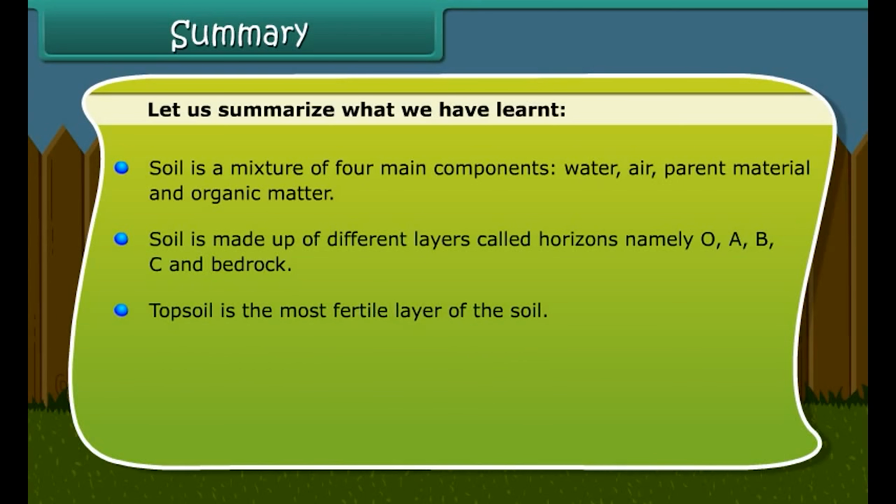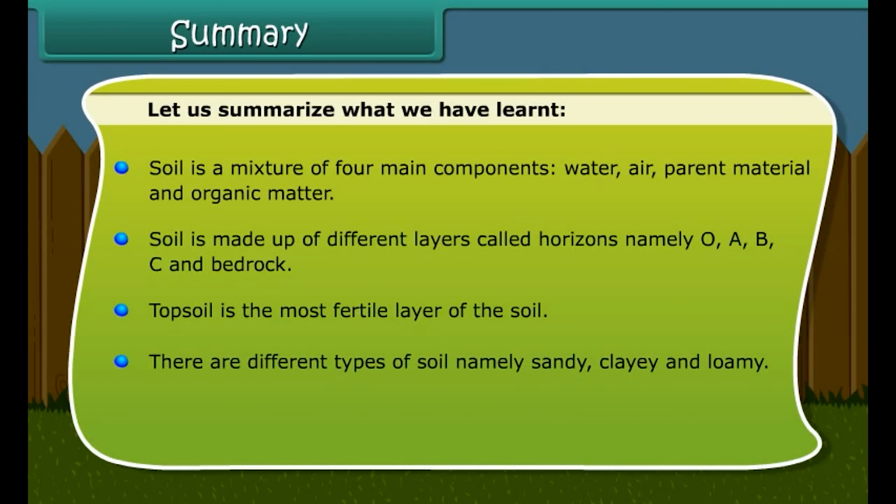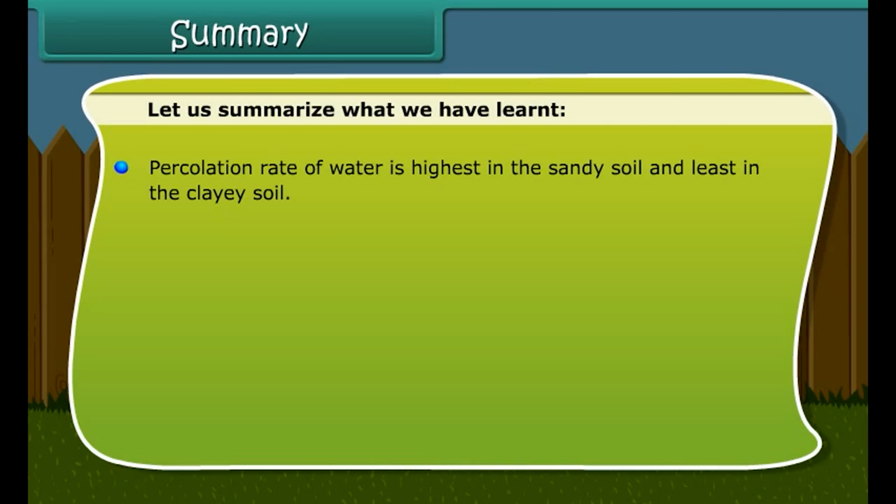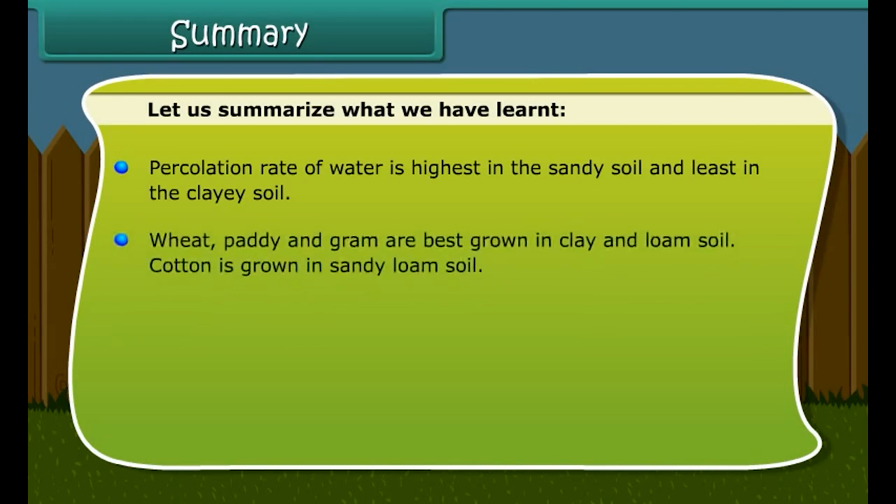Topsoil is the most fertile layer of the soil. There are different types of soil, namely sandy, clay, and loamy. Soil erosion is a process of removal of the top layer of the soil. Percolation rate of water is highest in the sandy soil and least in the clay soil. Wheat, paddy, and gram are best grown in clay and loam soil. Cotton is grown in sandy loam soil.